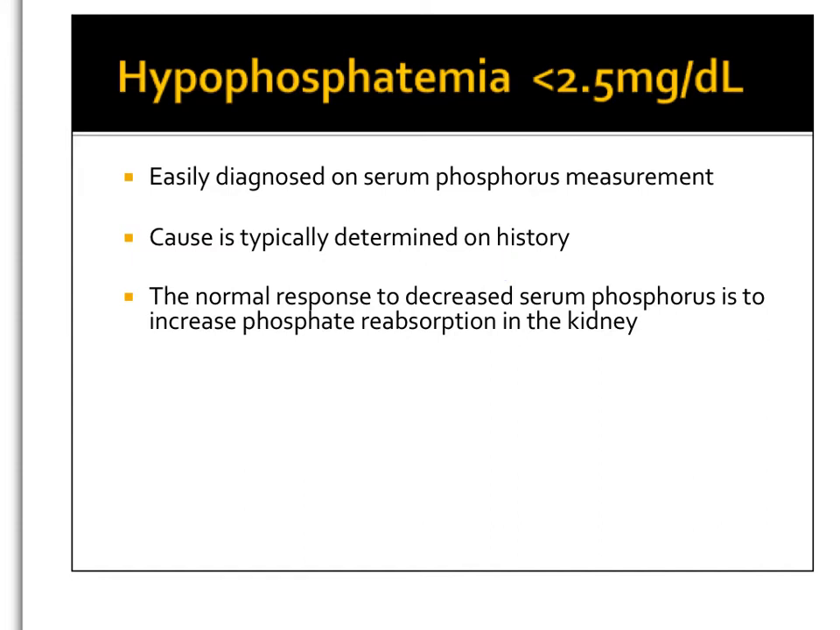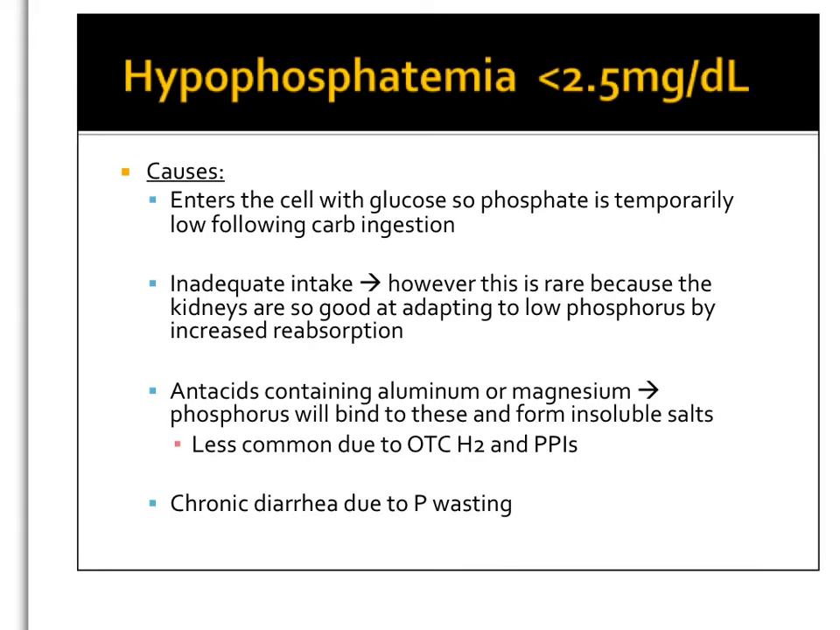The normal response for the body to take when we have low levels of serum phosphorus is to simply reabsorb it in the kidneys. Some of the reasons that you could have low phosphate have to do with glucose entering the cells. As glucose is allowed to get into the cell, a lot of times phosphate or phosphorus will go with it, and so you can get a temporary drop in your phosphate levels following absorption of glucose. So this could be after you eat. You might notice a drop in your phosphate levels.